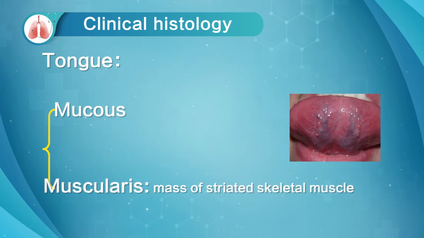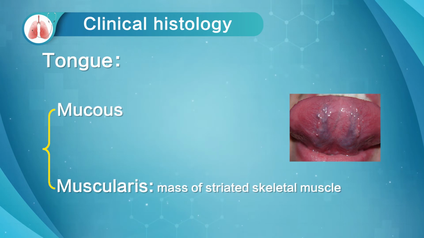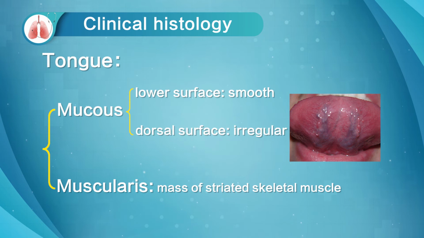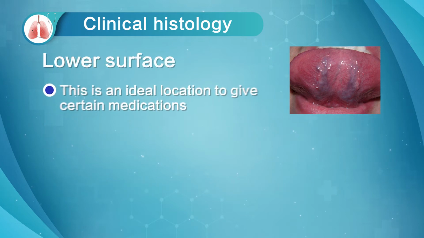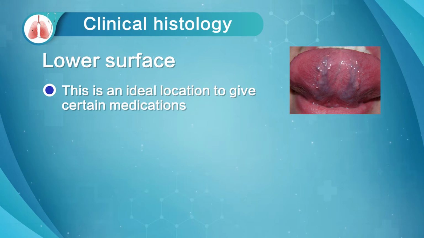The whole tongue is covered with mucosa. The lower surface is smooth, especially the sublingual region beneath the front of the tongue. Here, the oral mucosa is very thin and is enriched with nervous plexuses. This is an ideal location to give certain medications, such as nitroglycerin for chest pain due to heart disease.